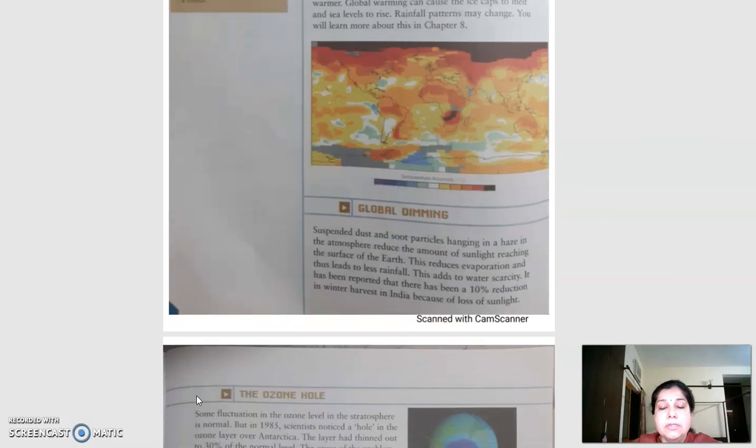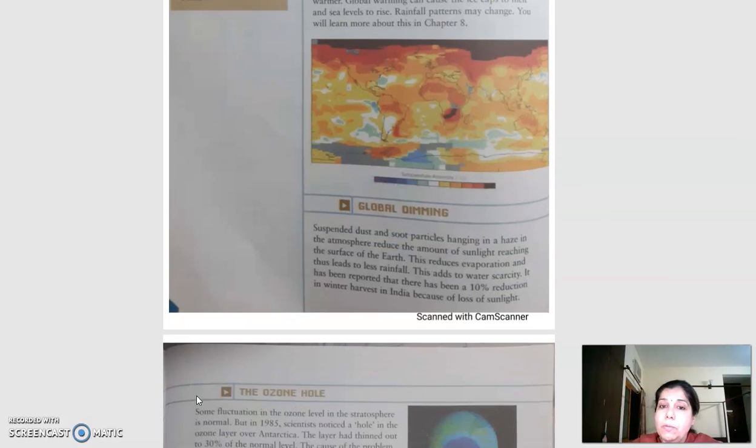Another phenomenon which happens because of pollution is global dimming. Global dimming means the reduction in the light. The suspended dust and soot particles in the atmosphere reduce the amount of sunlight reaching the earth, and it also reduces evaporation, and it leads to less rainfall. And when rain is less, there will be water scarcity. So it has been observed that because of this, rainfall patterns have changed in various parts of our country also.